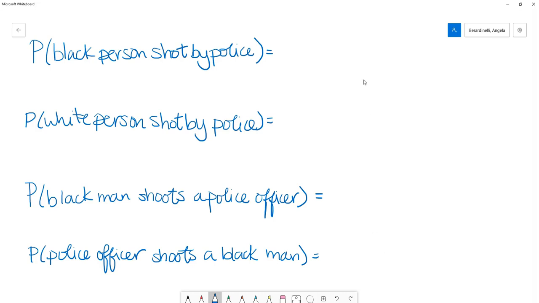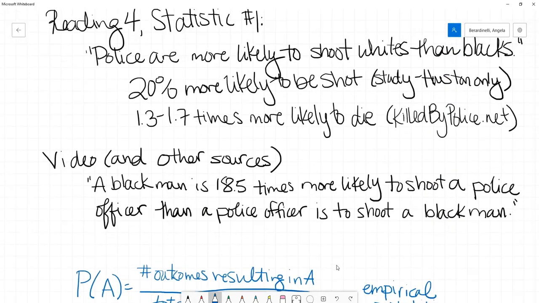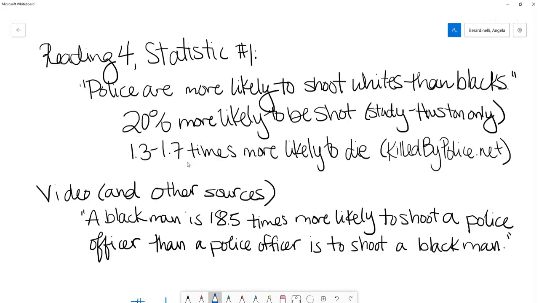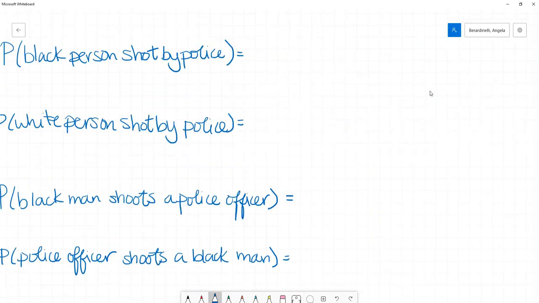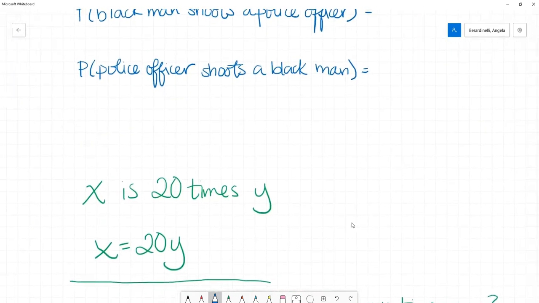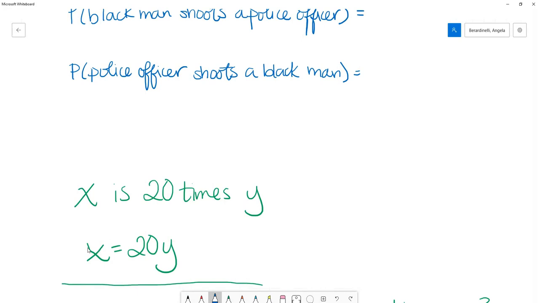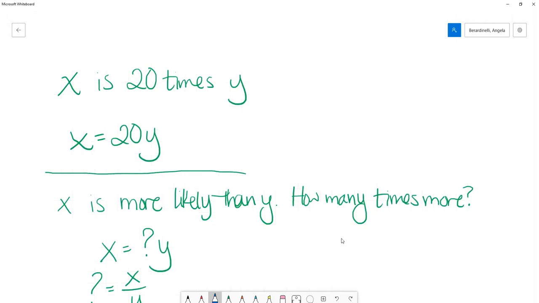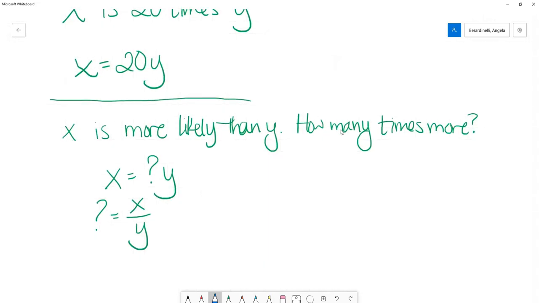The other piece of mathematical information we're going to need to look at is something like these 3 phrases: 20% more likely, 1.7 times more likely, 18.5 times more likely. If we say something is some number of times more likely, then we're really saying that that number is a multiple of the other. And so when we're trying to say X is some number of times more likely than Y, we're trying to solve for the question mark here.